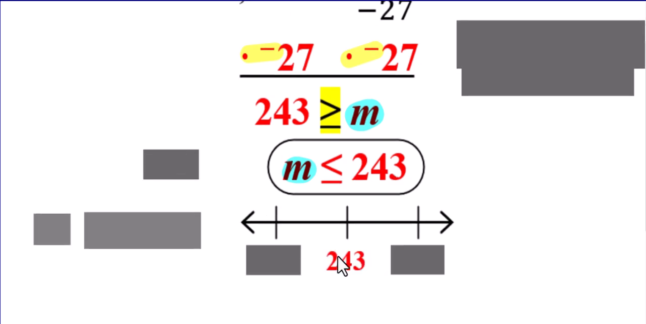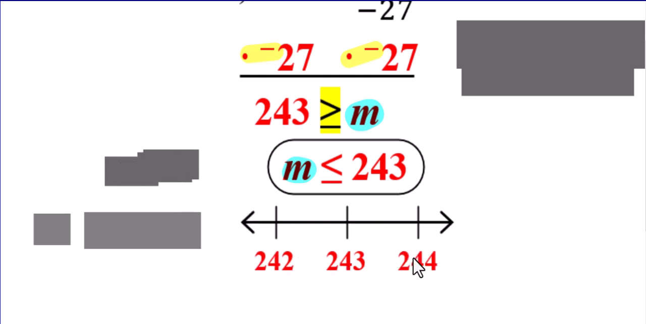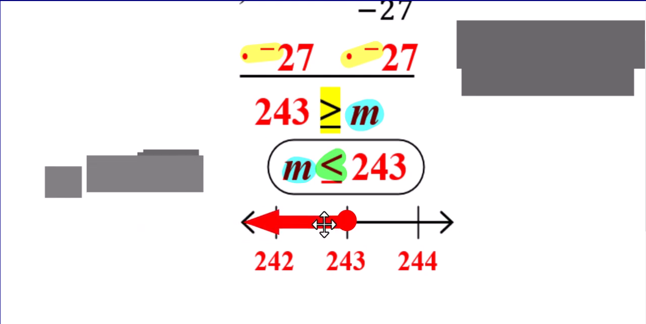Okay, 243 is in the middle. 242 is on the left, 244 is on the right, because that's the order of positives. Since this had an equal to bar, we have to put a closed filled in dot. And since our inequality symbol says that the m is less than or equal to 243, we are going to go to the left. Less than is to the left, because that's where the numbers get less.